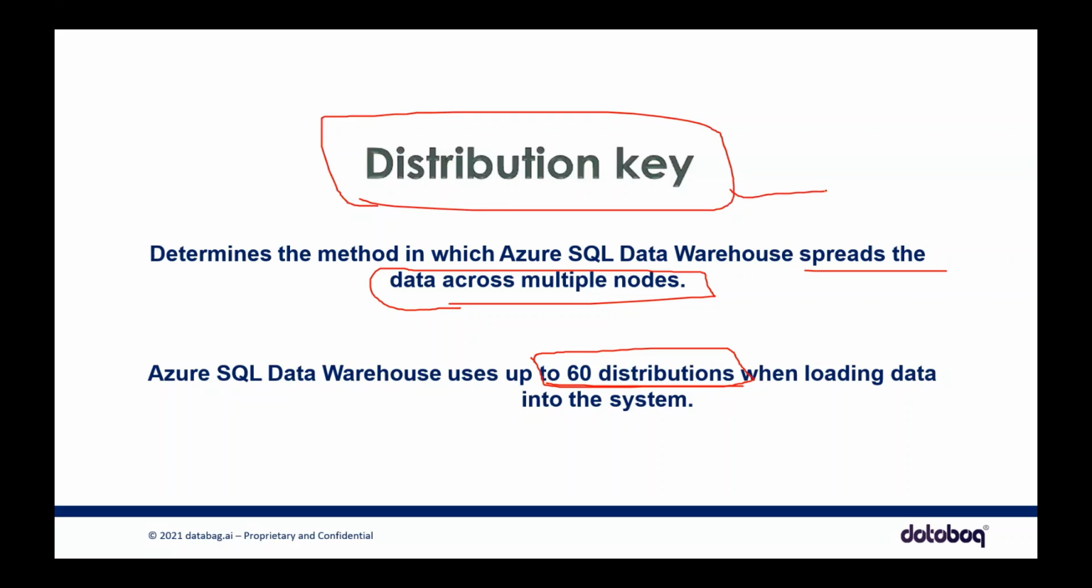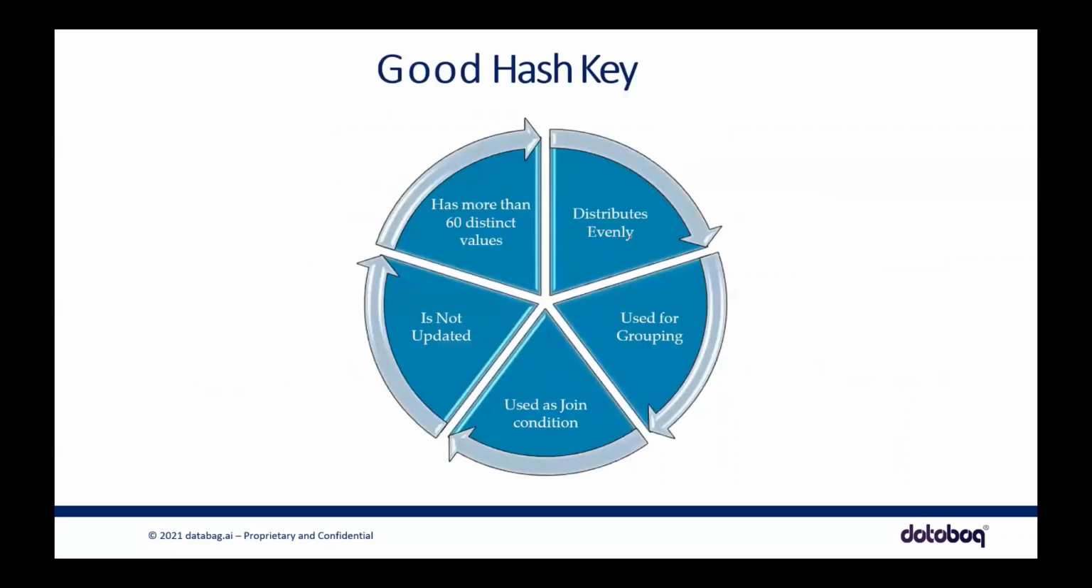At least this is for hash. So a good hash key distributes evenly and is used for grouping. So these are good attributes: used as a join condition, is not updated, right? And has more than 60 distinct values. Like I said, by default your data will have more than 60 rows. If it is less than 60 rows, I don't think you will use SQL data warehouse, right?